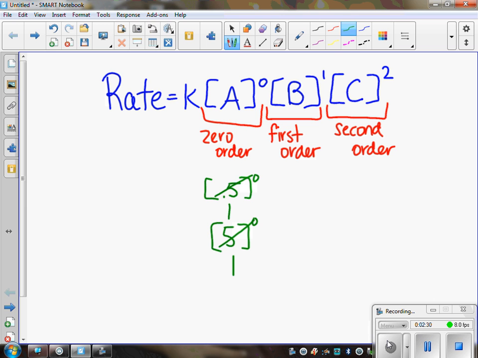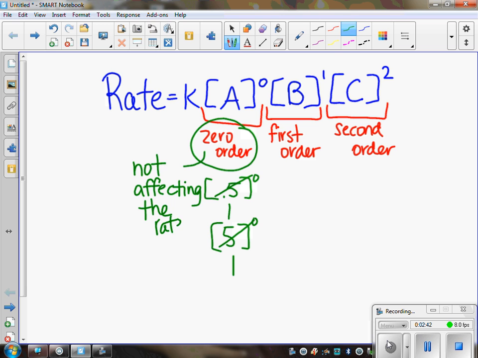So if something is 0 order, then what you know about that is that it is not affecting the rate. That should probably be affecting. I don't know. You can fix that, English people. Okay, so it's not affecting the rate.